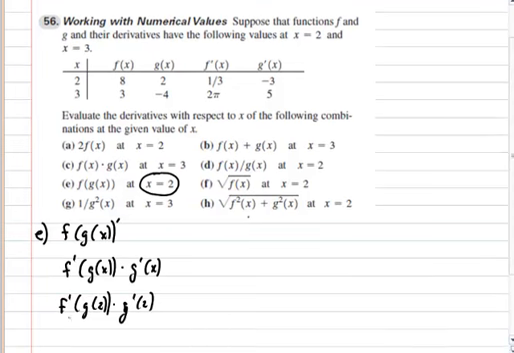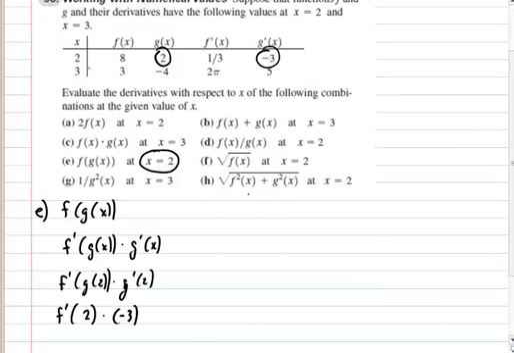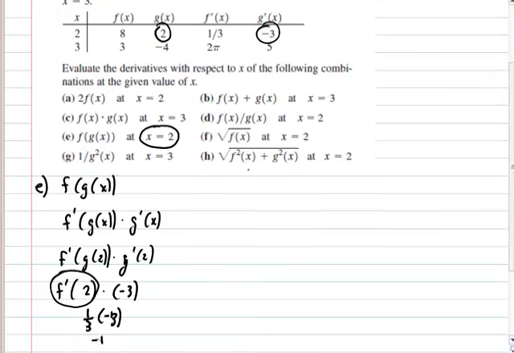We'll plug in the values. F prime at g of 2 would be, g of 2 is 2, times g prime at 2 is negative 3. And finally, f prime at 2, we'll plug that value in, will be 1/3. So we'll have 1/3 times negative 3, and our final answer will be equal to negative 1.